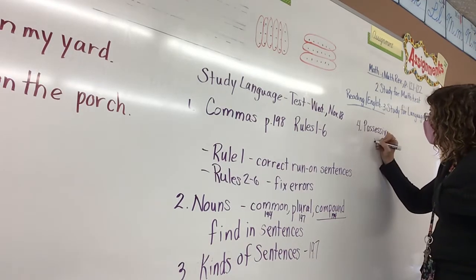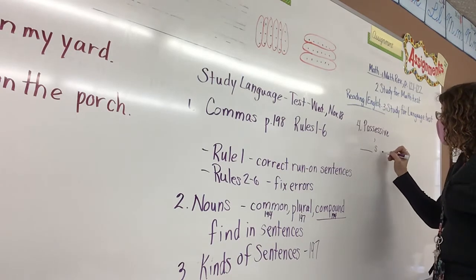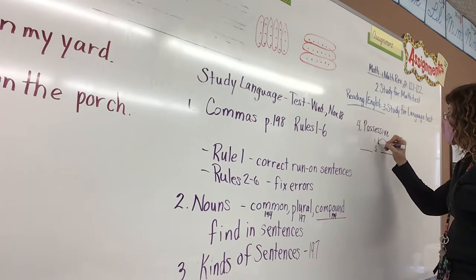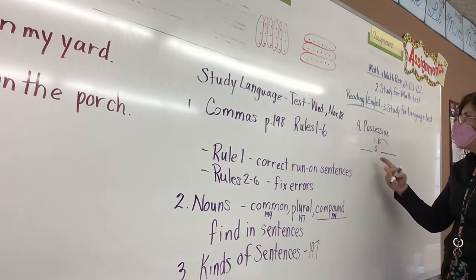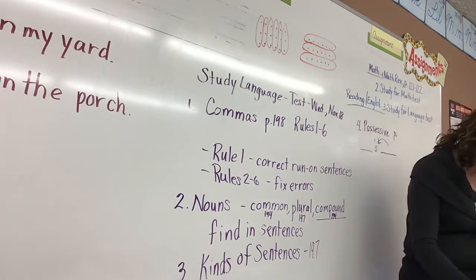So possessive is talking about apostrophe S. So you need to have something that belongs to the somebody. Okay? And I'm going to put page number for possessives.